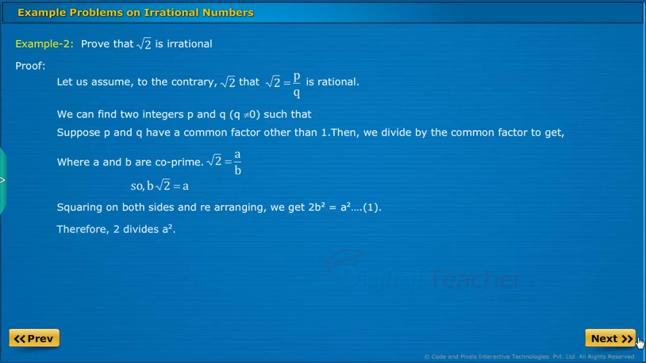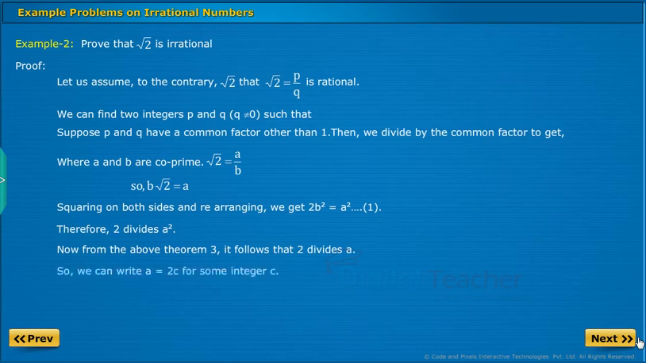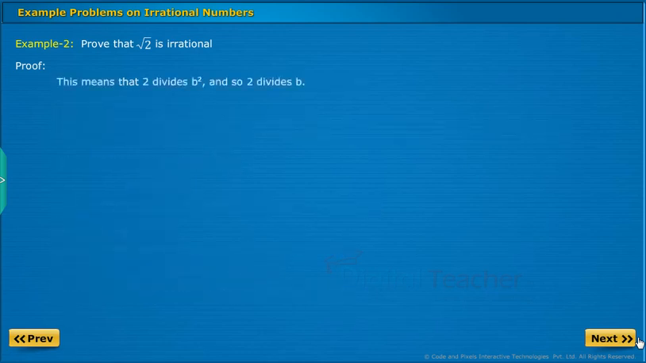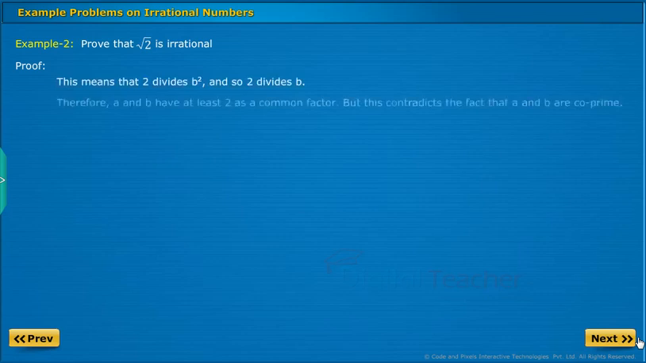Therefore, 2 divides a squared. Now, from theorem 3, we can say that 2 divides a. Therefore, we can write a equal to 2c for some integer c. Substitute the value of a in equation 1. We get b squared equal to 2c squared. This means that 2 divides b squared and so 2 divides b also.